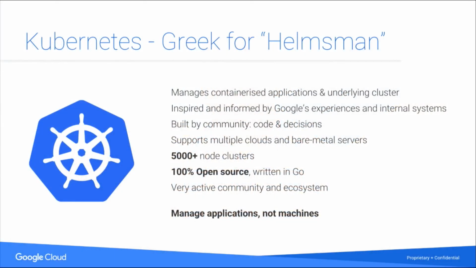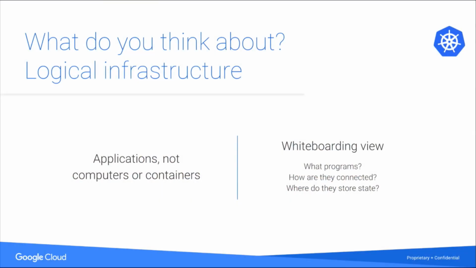Kubernetes is an orchestration system inspired by Google's internal systems. We have applications with more than 5,000 nodes running on Kubernetes. It's 100% open source, and a lot of communities contribute to Kubernetes as of today. The idea is that you manage applications and not VMs. When you think of Kubernetes, it's a logical architecture, so you think of the application alone and not the VMs or containers as such.